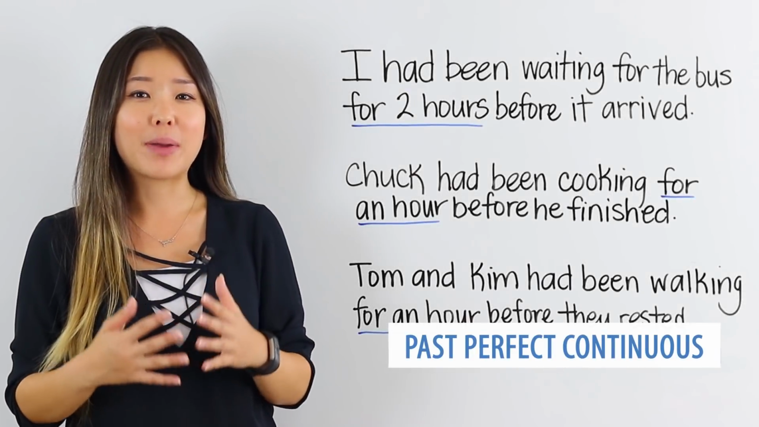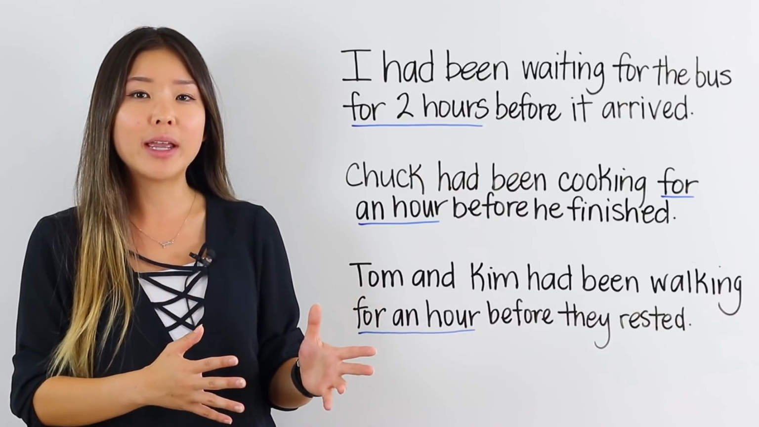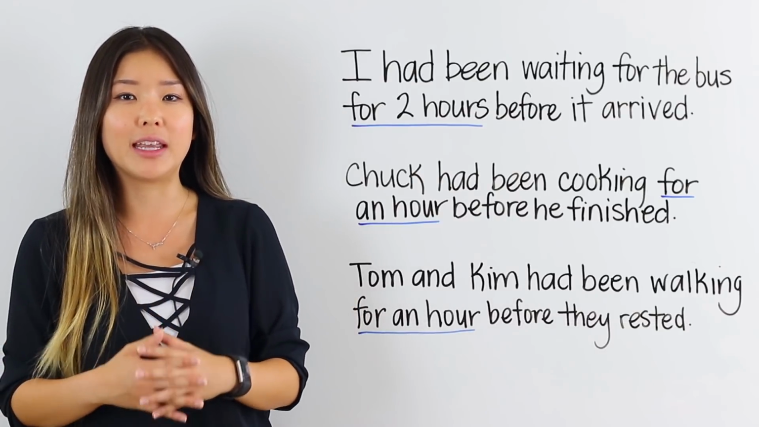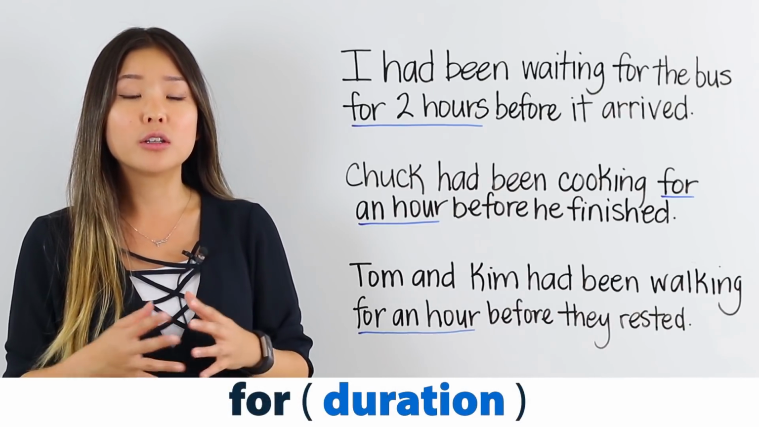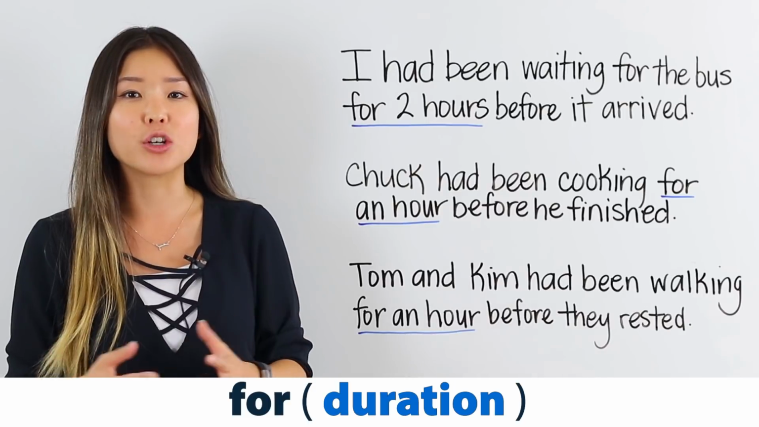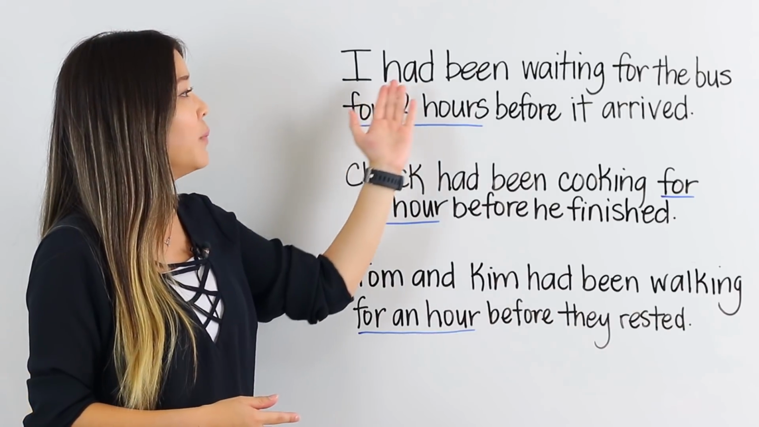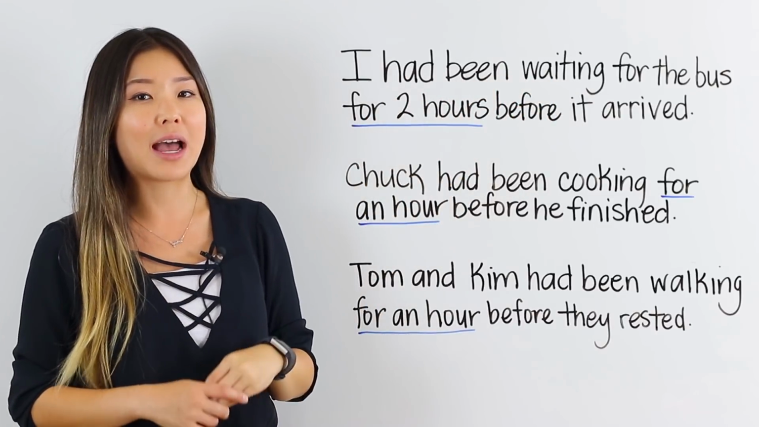One usage of the past perfect continuous tense is to talk about an ongoing action in the past that continued up to another point in the past. You can use for and a duration to talk about how long that action was in progress. Here are some examples. I had been waiting for the bus for 2 hours before it arrived.